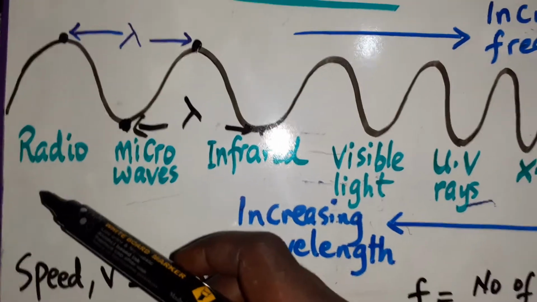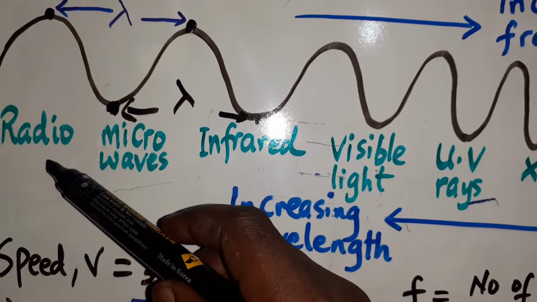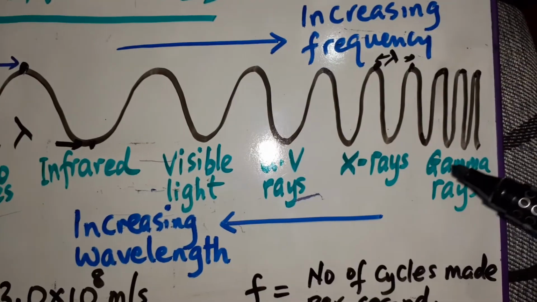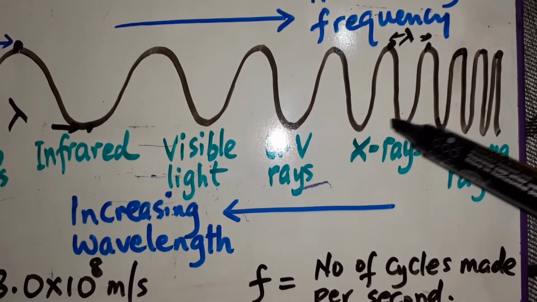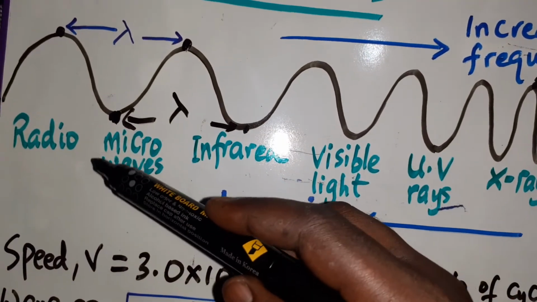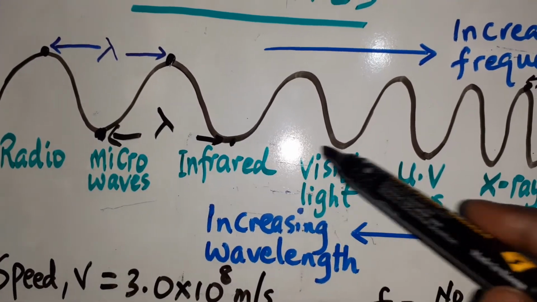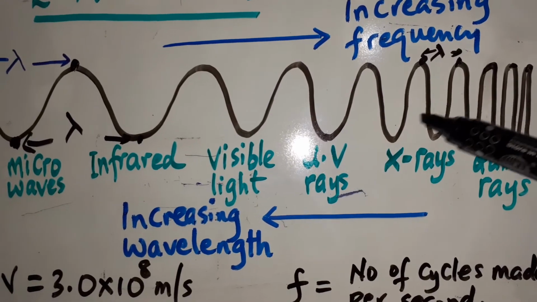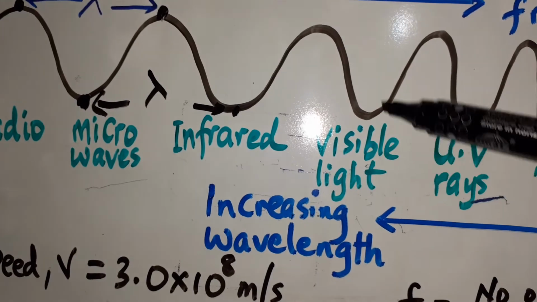So as you can see, right from here, the one with the lowest frequency is the radio waves, and the ones with the highest frequency are the gamma rays and X-rays. These ones are found on the extreme end. And moving in that order of increasing frequency, we have radio waves, microwaves, infrared, visible light, UV rays, X-rays, and lastly, gamma rays.